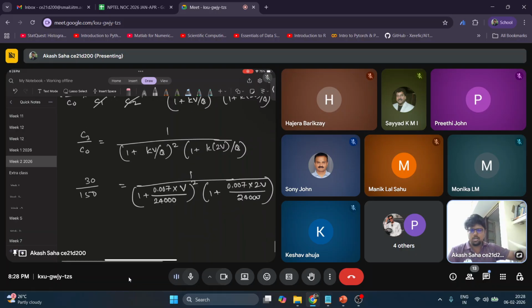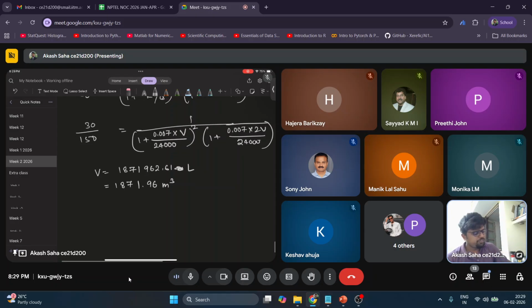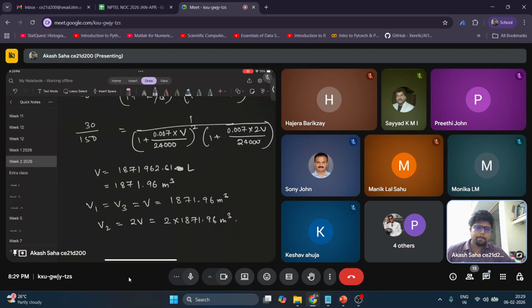So if you solve all this, we will get V as 1871962.61 liter, or you can write as 1871.96 meter cube. So this is V. So V1 equal to V3 equal to V is equal to 1871.96 meter cube, and my V2 equal to 2V will be equal to 2 into 1871.96 meter cube. Right? So till now I think everything is clear.